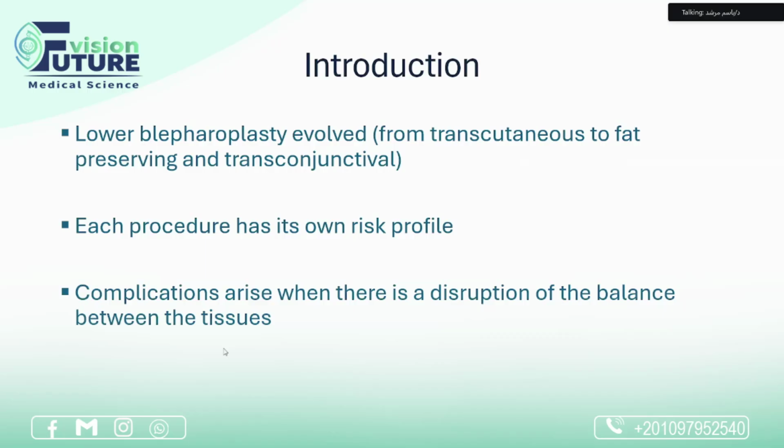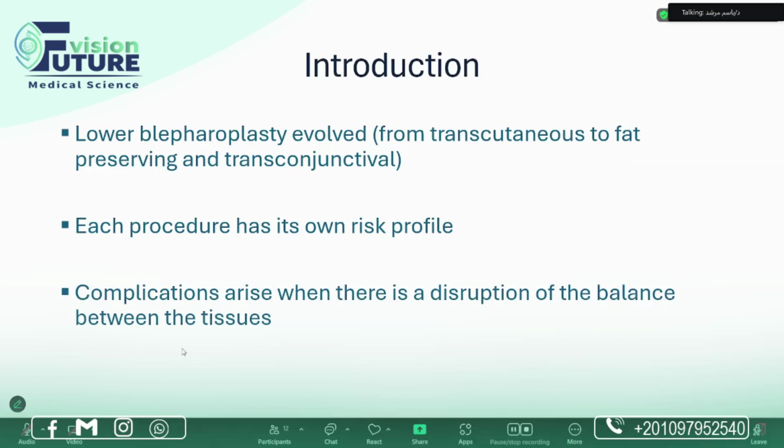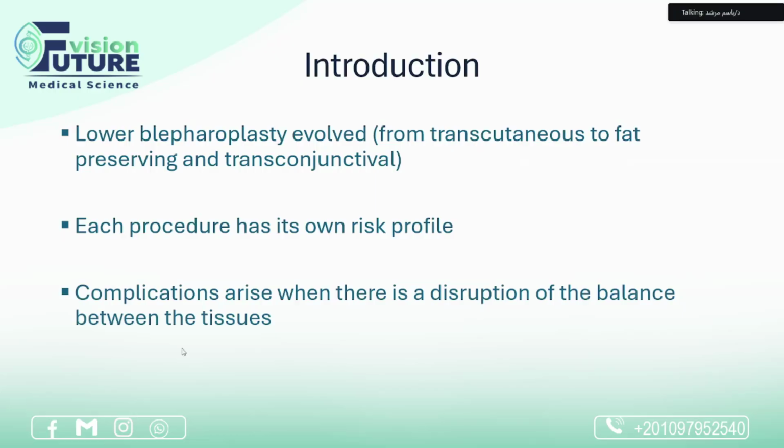Each procedure, as we know, has its own risk profile. Complications in the lower eyelids usually arise when there's a disruption of the balance between the different tissues. And we have to understand very well that we are dealing with a very delicate and a very thin organ, having the thinnest skin, having almost the thinnest muscle in the whole body.